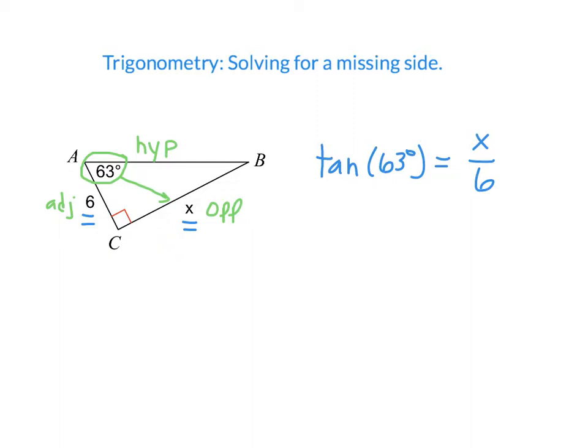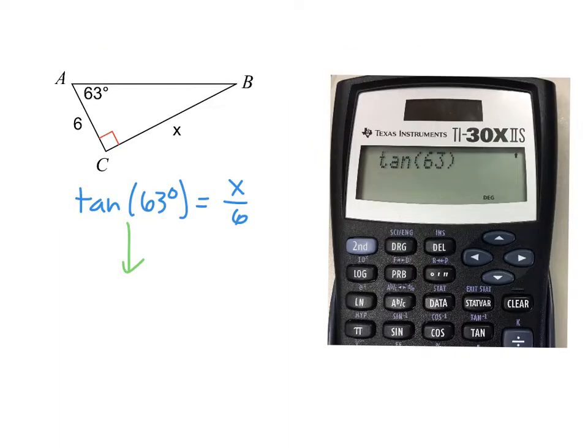Now, this is where your calculator comes in. What we're going to do is use our calculator to figure out the tangent of 63 degrees. So you can see I've got a picture of a Texas Instruments calculator here, and I've typed in tangent 63.